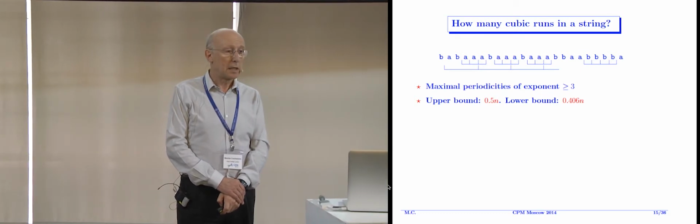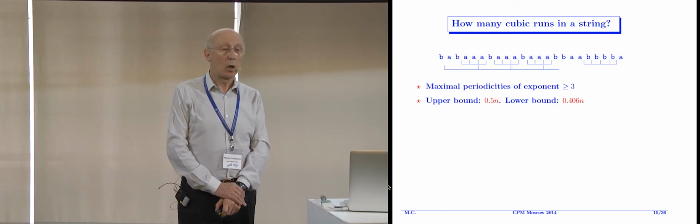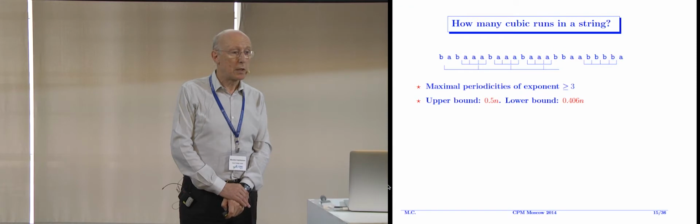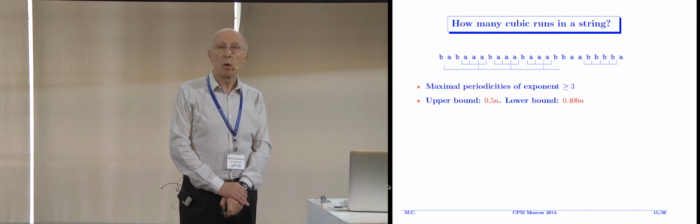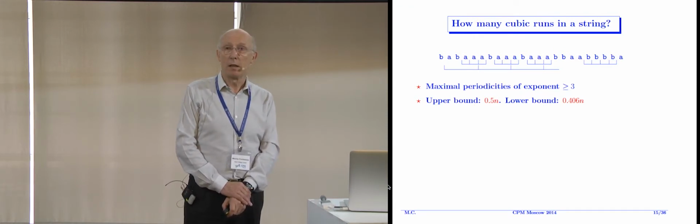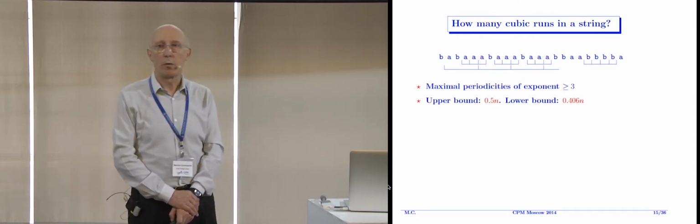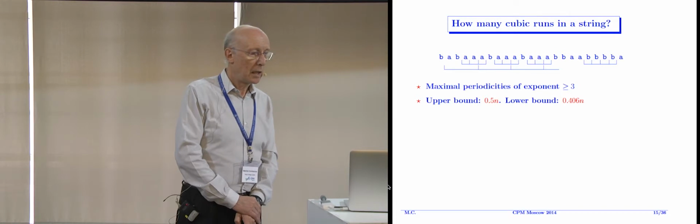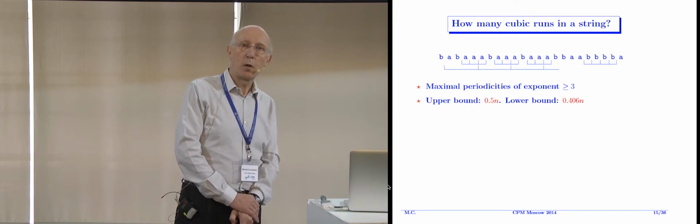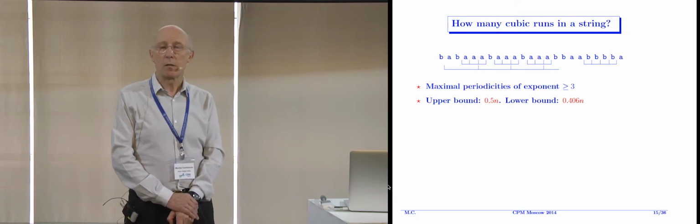So what we can prove here is that the maximum number of cubic runs in a string is no more than 0.5n. And we have also a lower bound of 0.4n. And the proof of the 0.5n is fairly easy.